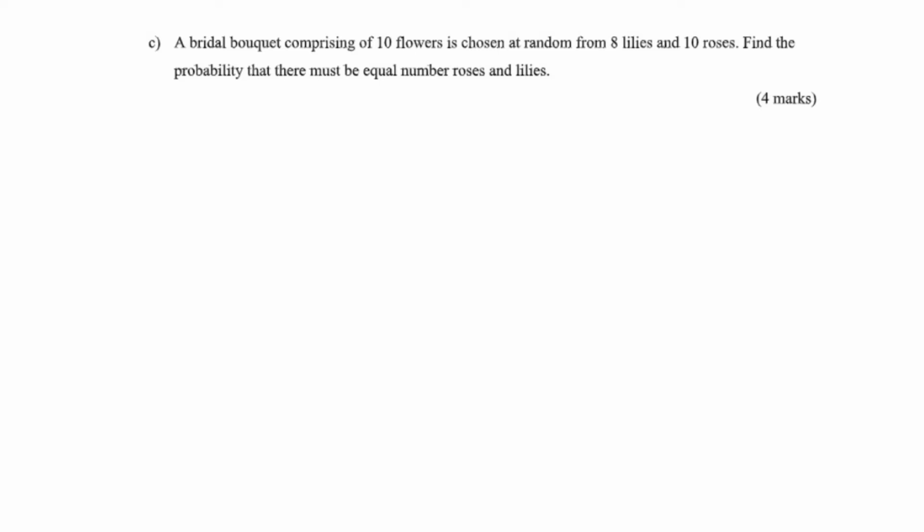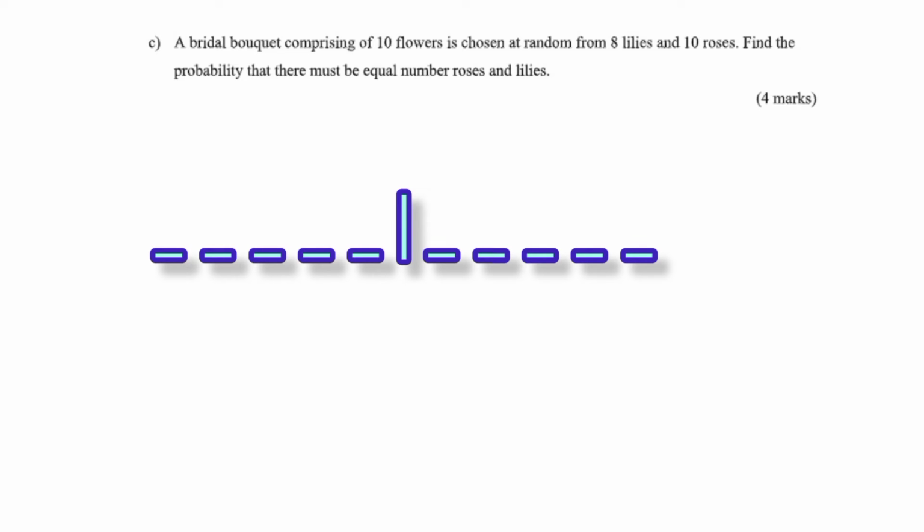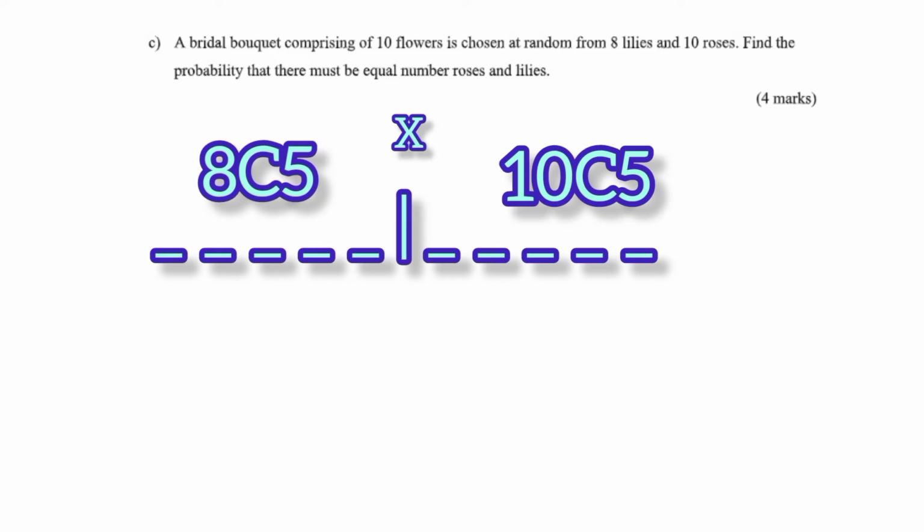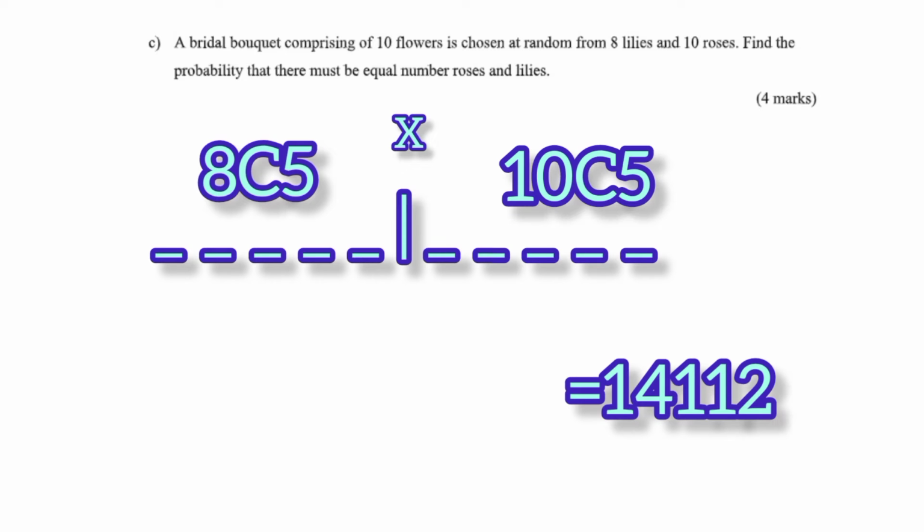Question C. A bridal bouquet comprising 10 flowers is chosen at random from 8 lilies and 10 roses. Find the probability that there must be an equal number of roses and lilies. So, by that, we just make 5 places for lilies and 5 places for roses. So the formula will be 8 choose 5 multiplied by 10 choose 5. The answer will be 14,112.